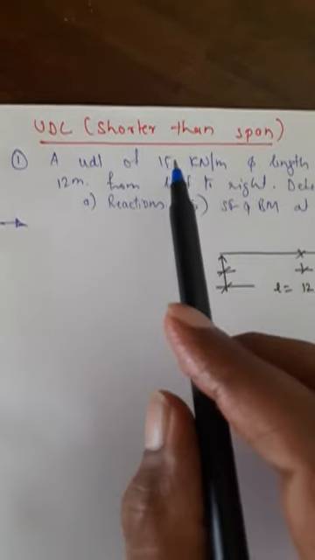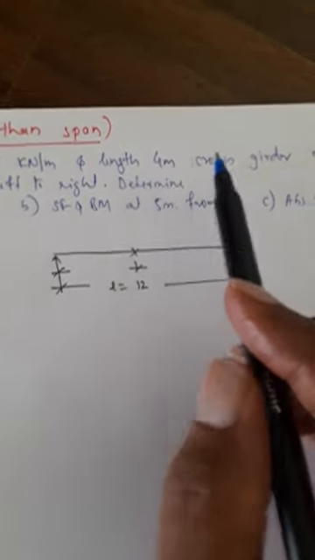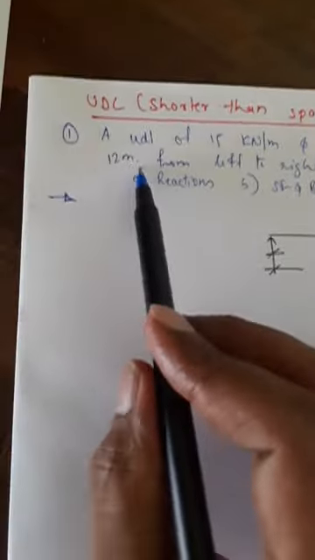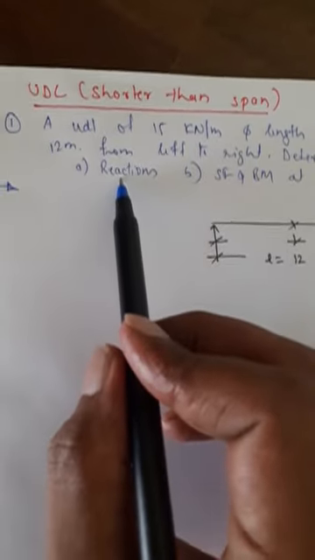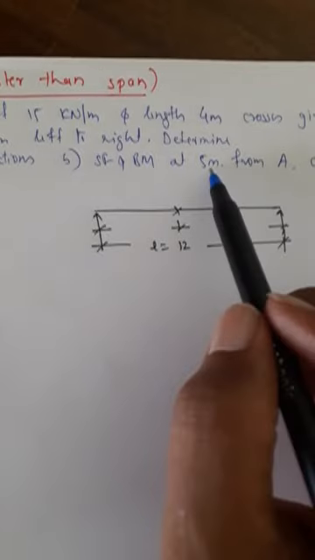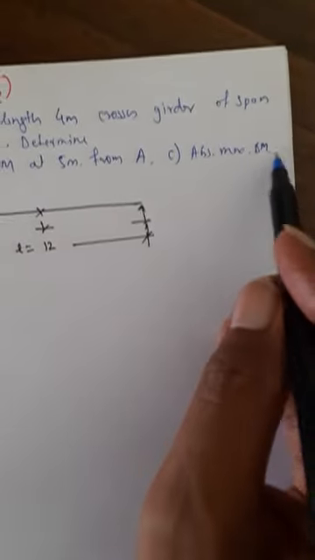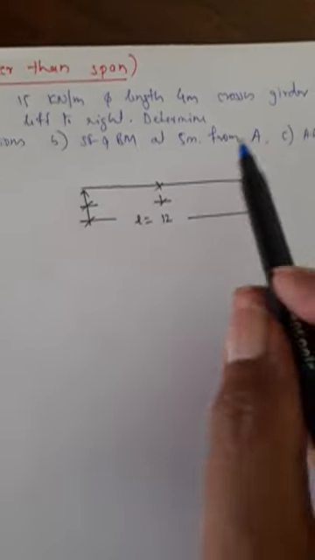A UDL of 15 kilonewtons per meter and length 4 meters crosses the girder of span 12 meters from left to right. Determine reactions, shear force and bending moment at a section 5 meters from A, and absolute maximum bending moment. Absolute maximum bending moment means the load is placed at the center.